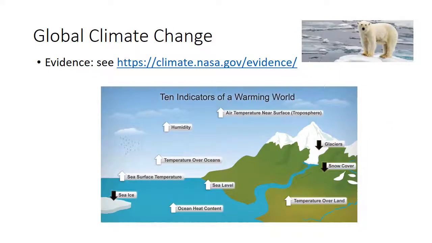Now, global climate change is something that right now is very politicized. There is a lot of controversy around it. There are claims that it's all a hoax, that global warming does not exist, does not occur. But there are some pretty strong indications in favor of the notion that global warming does exist, does proceed.